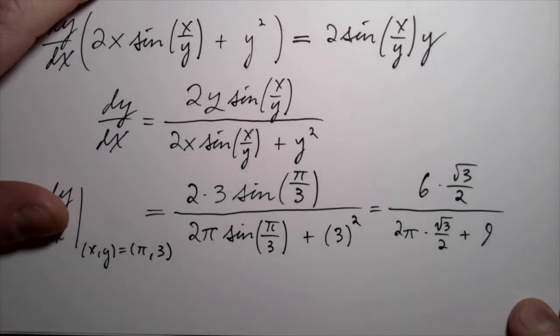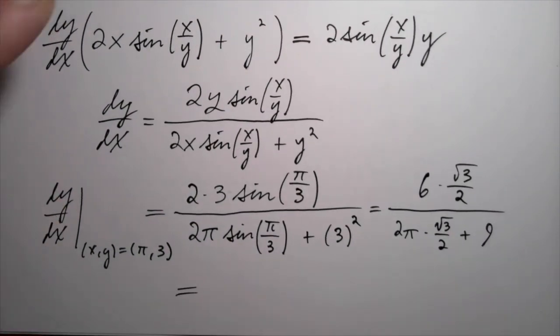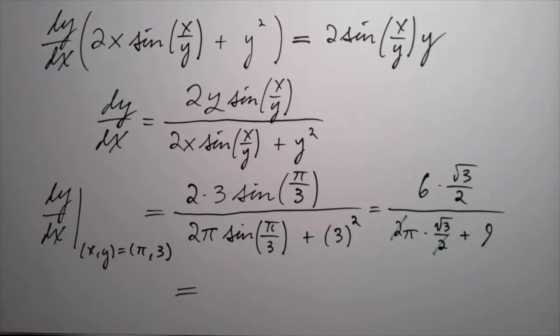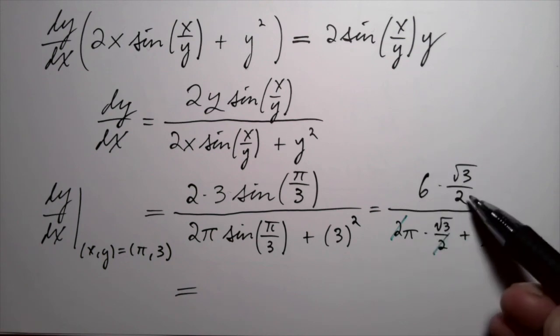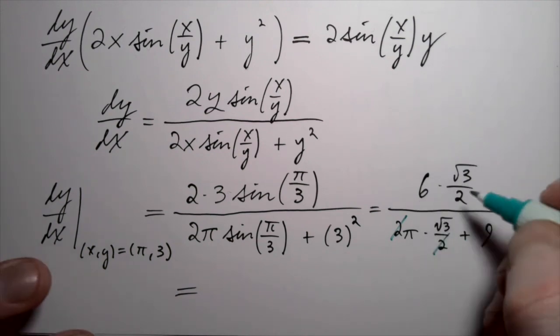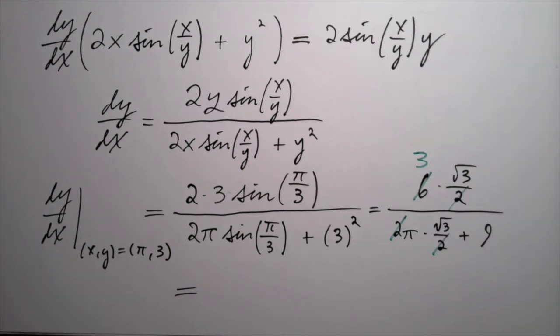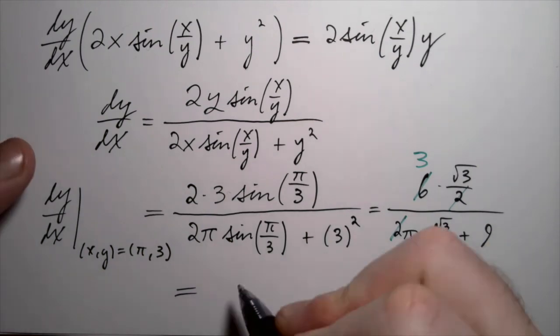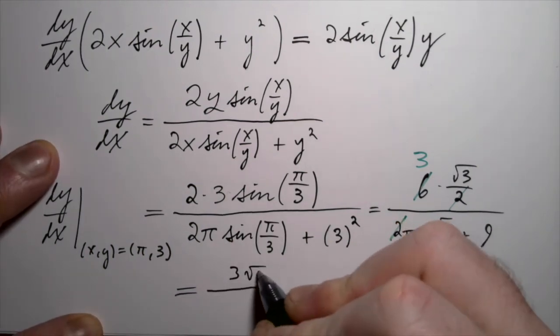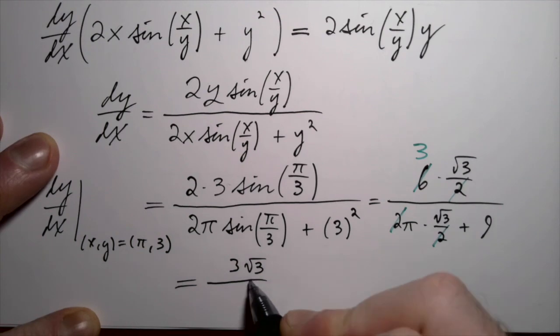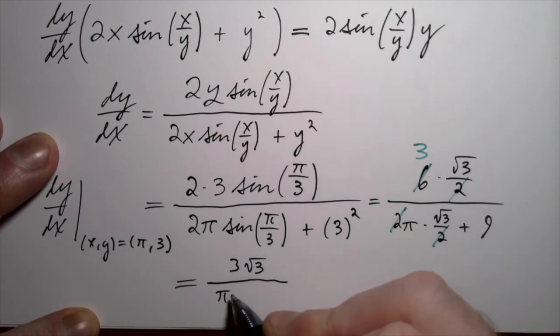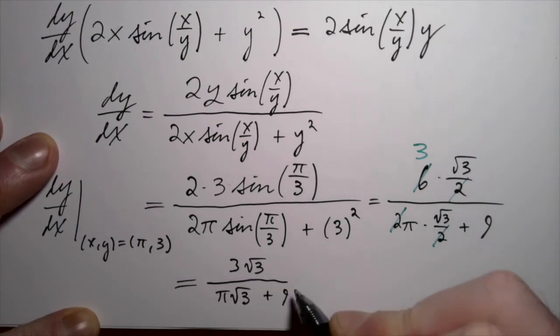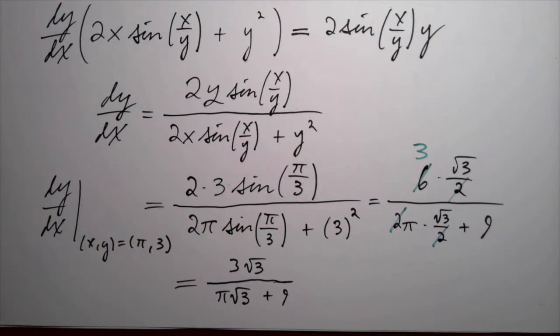Okay, let's simplify a little bit. Let's see, check it out. Downstairs there's a 2 here and there's a 2 here being multiplied. Those cancel. And I can also cancel a factor of 2 out of that 6. Let's do that. That looks good. So then up top we'll have 3 root 3. And then in the denominator, what's left is pi root 3 plus 9. Very nice. Let's leave it that way. That's the slope of the tangent line at the point pi comma 3.